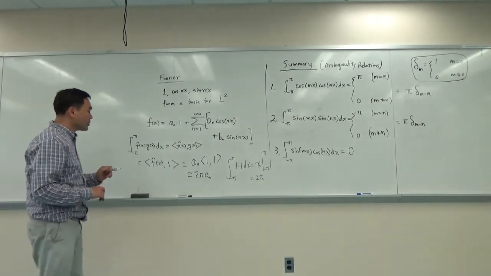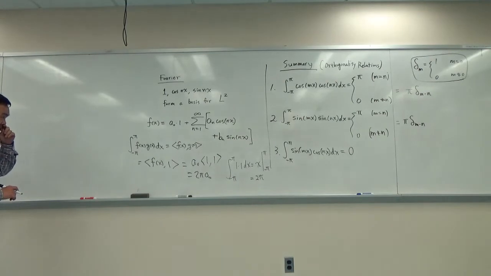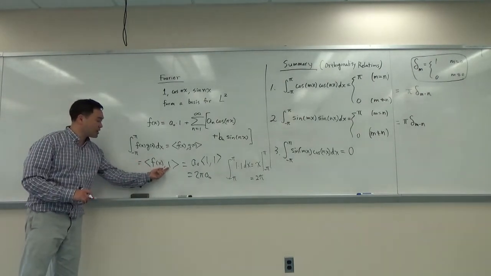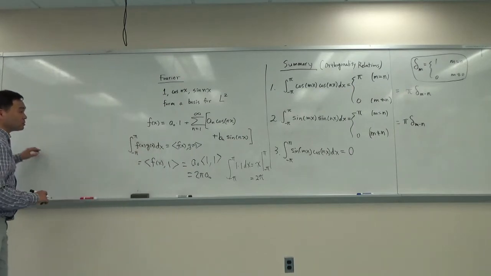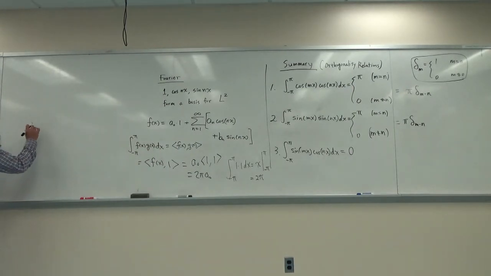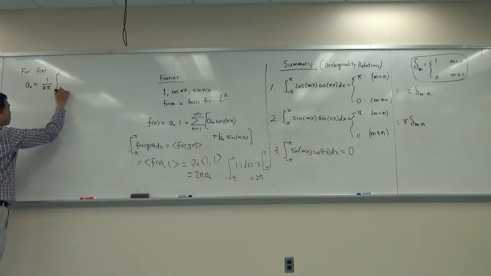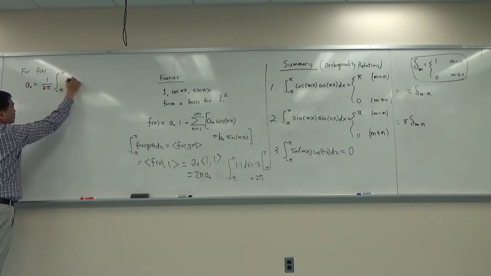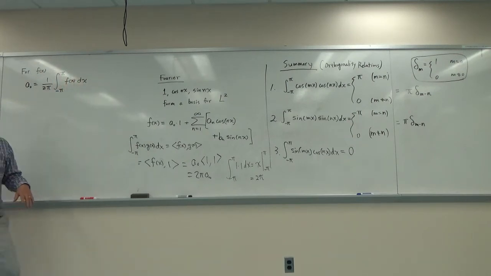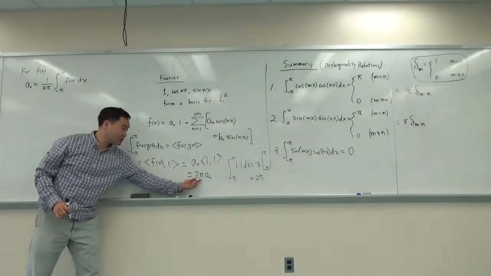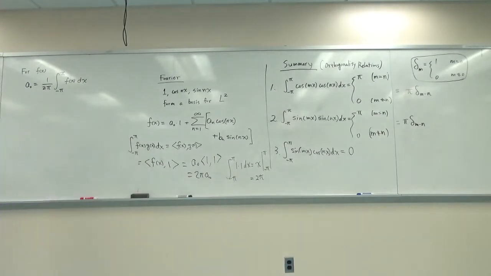However, I do want to say the following. So what is f(x) dotted with 1? That's f(x) times 1, right? So here's a formula that we end up with. For f(x), A0 would be 1 over 2 pi times the integral from negative pi to pi of f(x) dx. Because that's exactly what this is, and you divide by 2 pi, you get that. And then, what would A_n be?